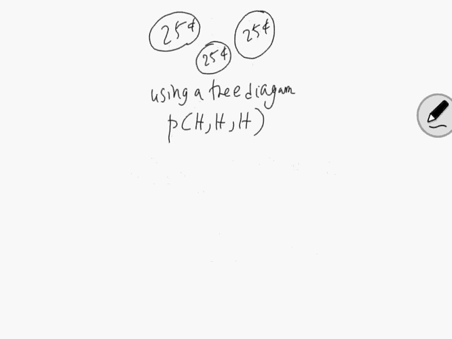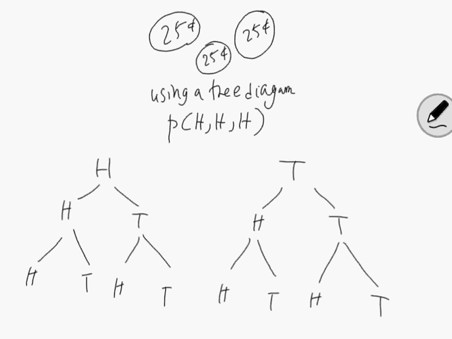Question 2 says, using a tree diagram, what is the probability of heads, heads, heads? Well, I'm going to press pause here and draw the tree diagram. And once I have the tree diagram drawn, the first event is this top row right here. It can either be a heads or it can be a tails. The second event can either be a heads or tails on the second flip, or a heads and tails on the other side.